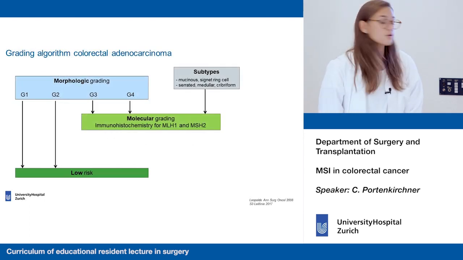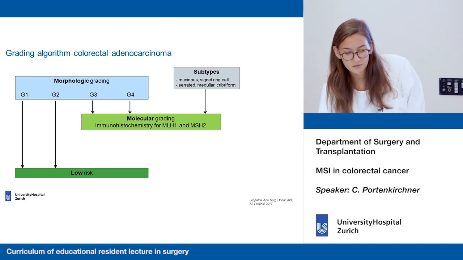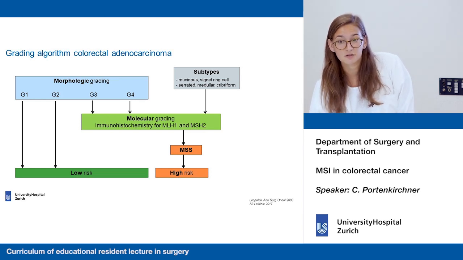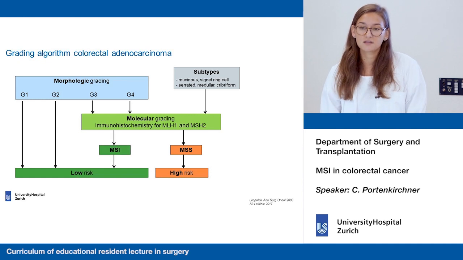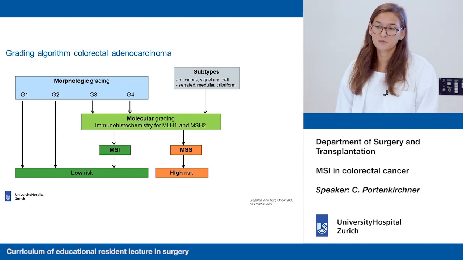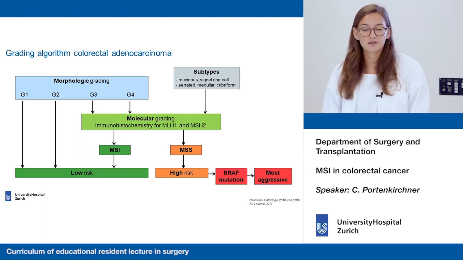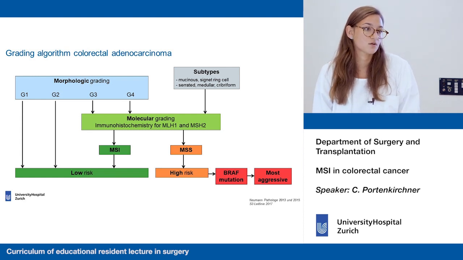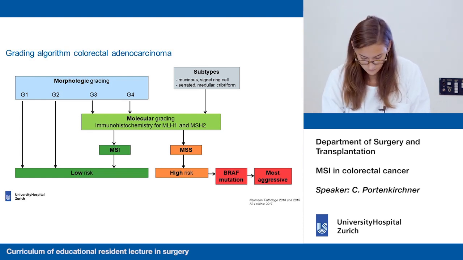If we have a look at the grading algorithm, we see that microsatellite stable colorectal adenocarcinomas are high risk, whereas microsatellite instability tumors are always graded low risk. If there is a BRAF mutation, the tumors are graded as most aggressive. Of note, HNPCCs are always graded low risk because they are microsatellite unstable colorectal cancers.